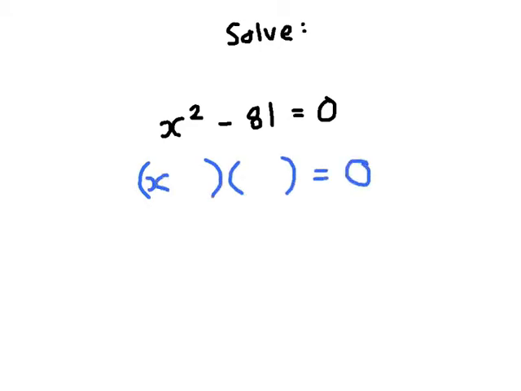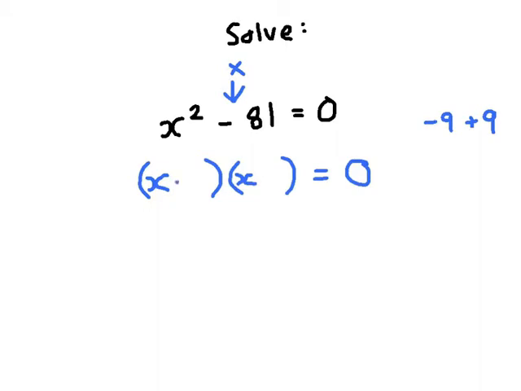It must be x and x again. And I'm looking for 2 numbers that multiply together to give me this term on the end, but they add together to give me nothing this time. There's nothing there in the middle. So 81 could be, well, 9 and 9 makes sense here: minus 9 and positive 9.